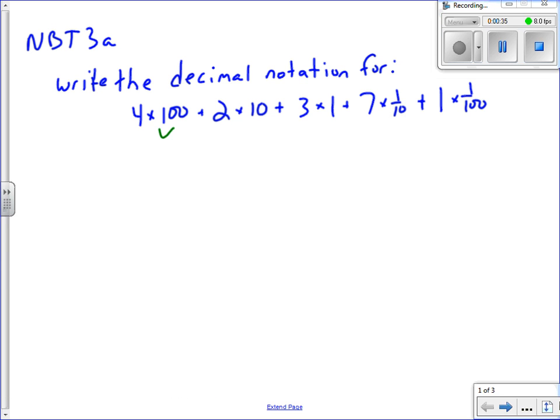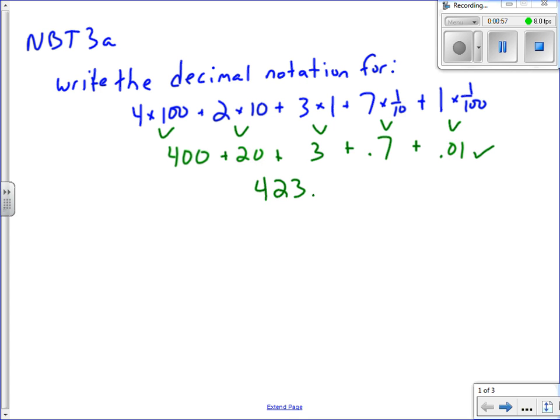So I have 4 times 100 is 400. 2 times 10 is 20. 3 times 1 is 3. 7 times 1/10 is 7/10, and then 1 times 100th is 1 hundredth. And I like to do this step just to make sure that I have all the components here. And then I add this up. I have 423 and 71 hundredths as my answer. Once again, 423 and 71 hundredths.